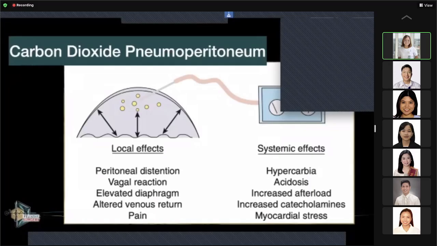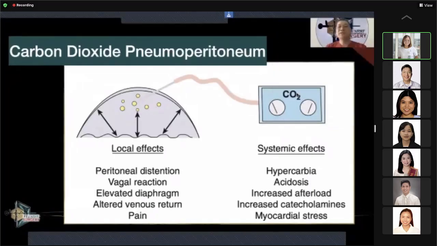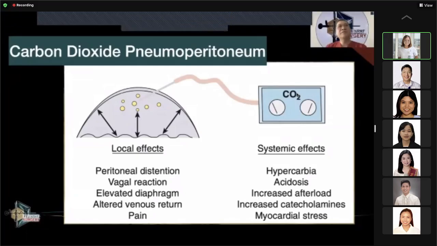Systemic effects are from the absorbed CO2. So you have hypercarbia, you have acidosis. With that absorbed CO2, there is a direct effect on your myocardium. There is an inhibitory effect on your myocardium. Therefore, CO2 insufflation is actually being used at a lower pressure for patients with a cardiac problem. So the usual pressure, we lower it down for patients with cardiac problems.